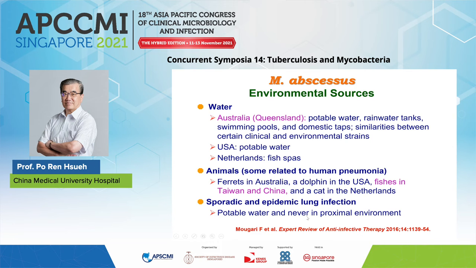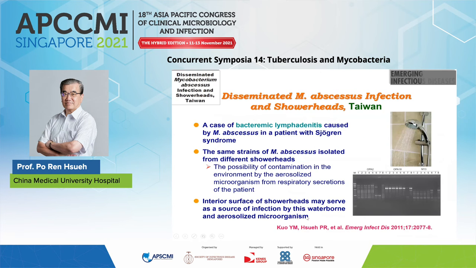In Australia, Queensland, they can identify non-tuberculous mycobacteria, particularly Mycobacterium avium, in potable water, rainwater tanks, swimming pools, etc. In the USA, potable water and medicine in the fish spa. Fish spas are very common in some countries, particularly in some Asian countries. And also NTM could be found in animals: feathers in Australia, dolphins in the United States, fishes in Taiwan and China, and cats in Nepal. And it can cause sporadic epidemics of lung infection related to animal exposure and environmental exposure.